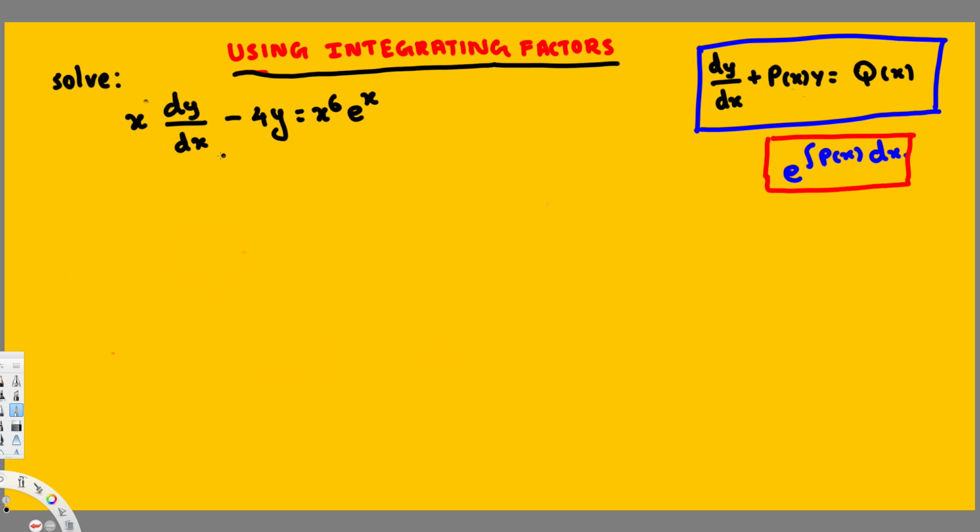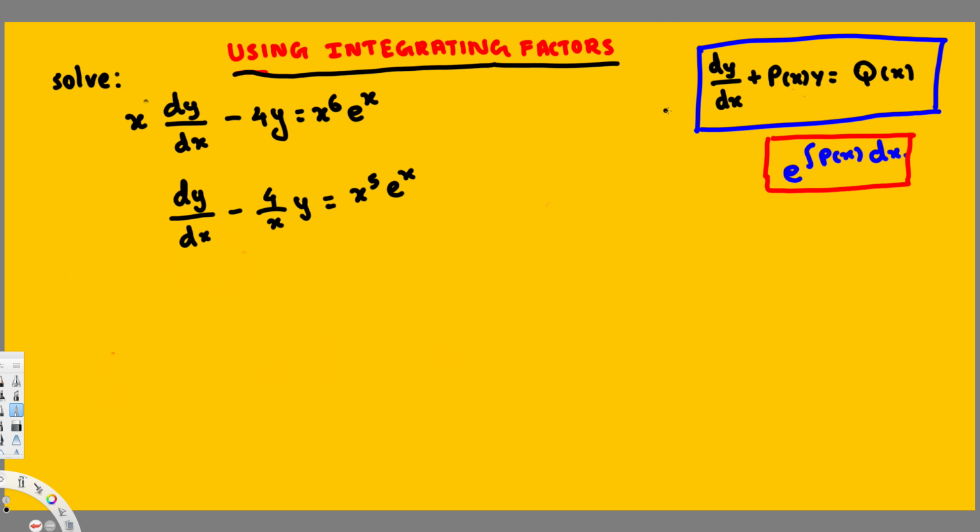Now let's check whether the given differential equation is in standard form. In order to be in standard form, the first term should be dy over dx only. If you look at the given one, we have dy over dx and also we have another x. So we have to get rid of this x. To get rid of this x, we can divide everything by x. If you divide everything by x, this is going to become dy over dx minus 4 over x y is equal to x power 5 e power x. Right, now we have this one.